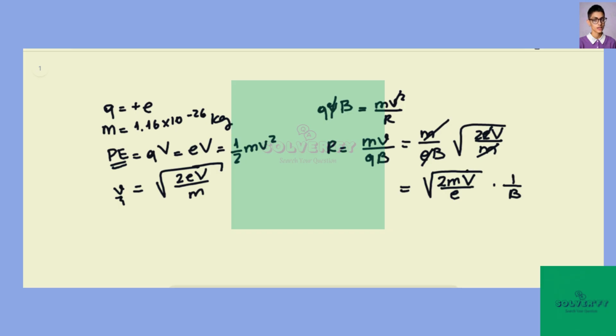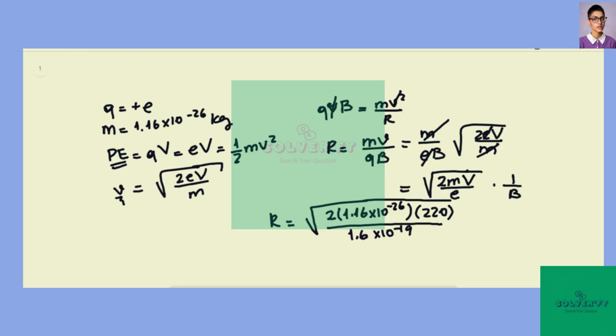Now, if you plug everything in here, 2 times the mass, which is given to us as 1.16 times 10 to the power of negative 26, times 220, this is the potential, over 1.6 times 10 to the power of negative 19 for the charge of the ion, times 1 over 0.874, which is the magnitude of the magnetic field that is given to us. If you do this calculation, what we get here is 1.648 millimeters. This would be the radius of the circular path.